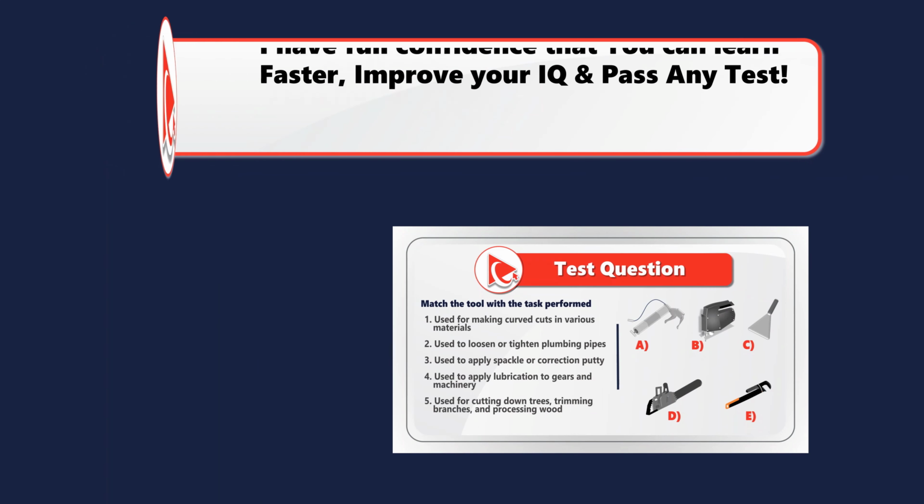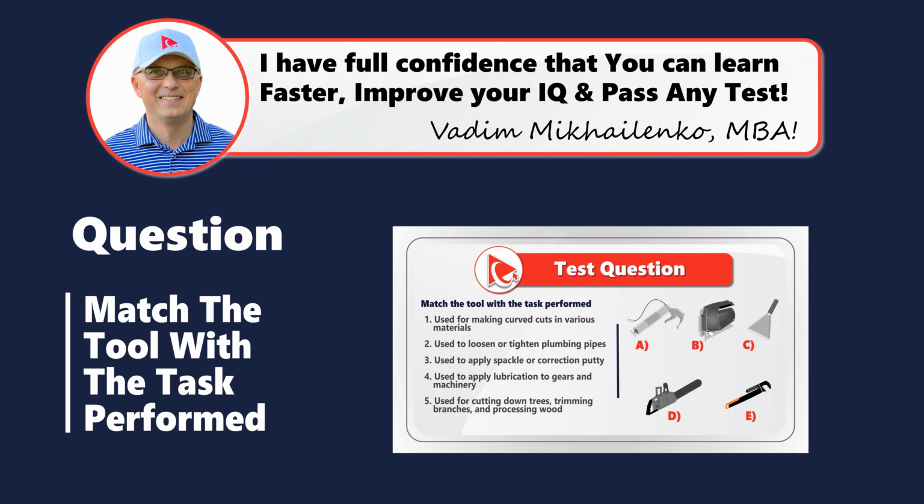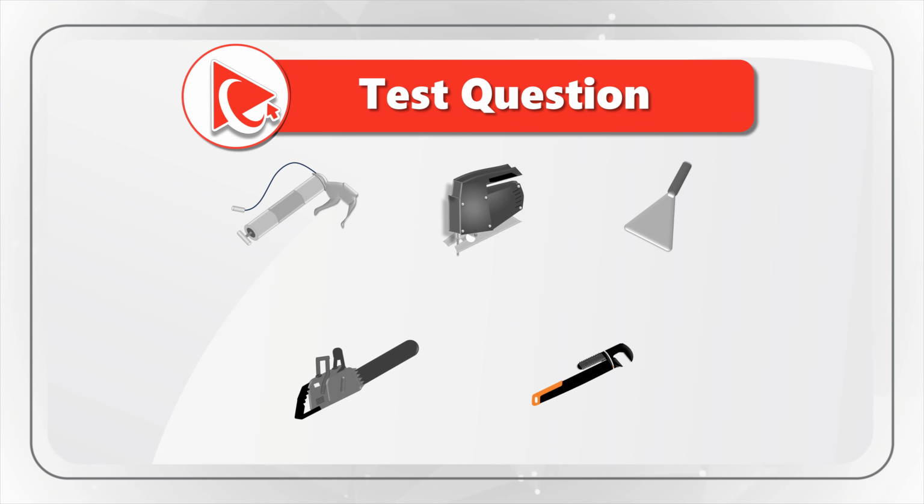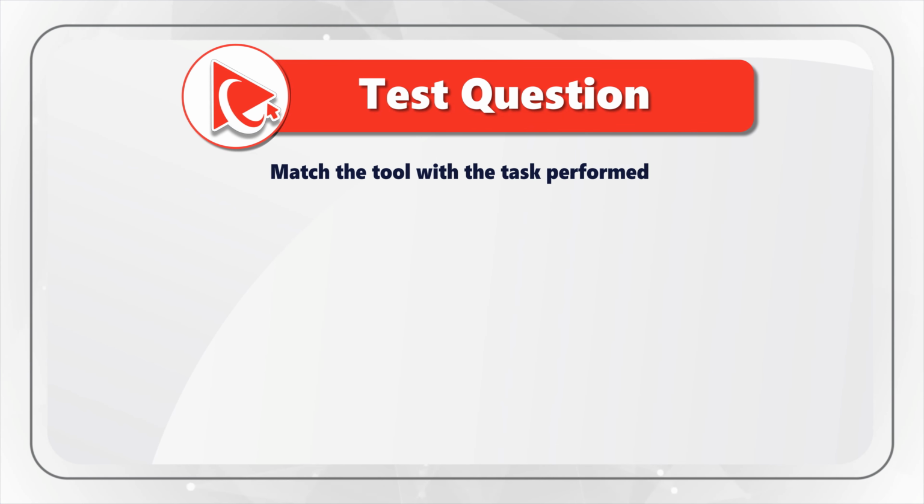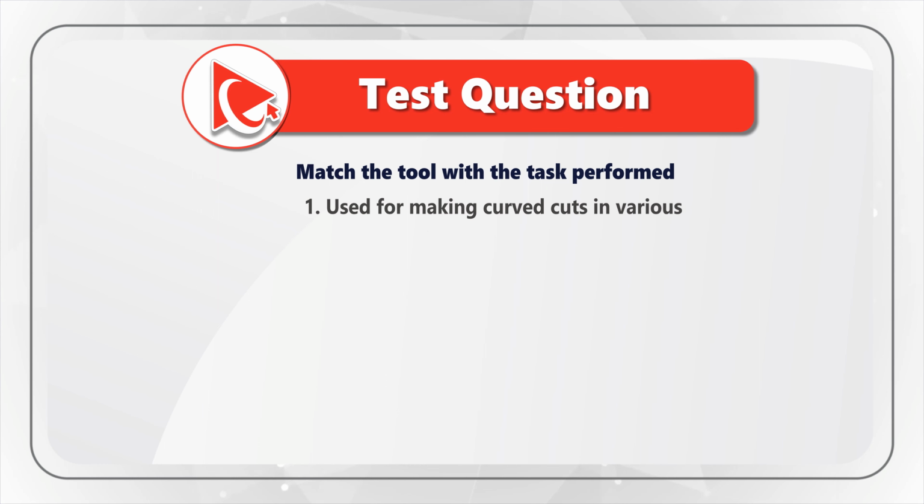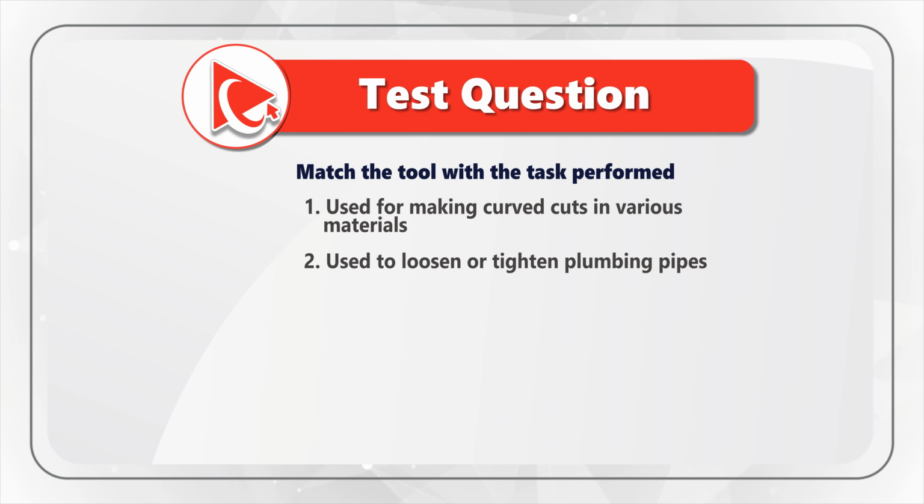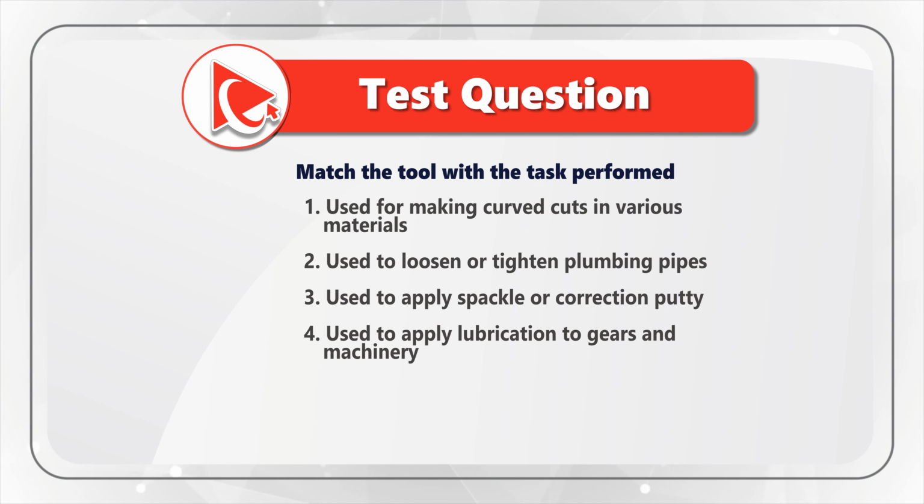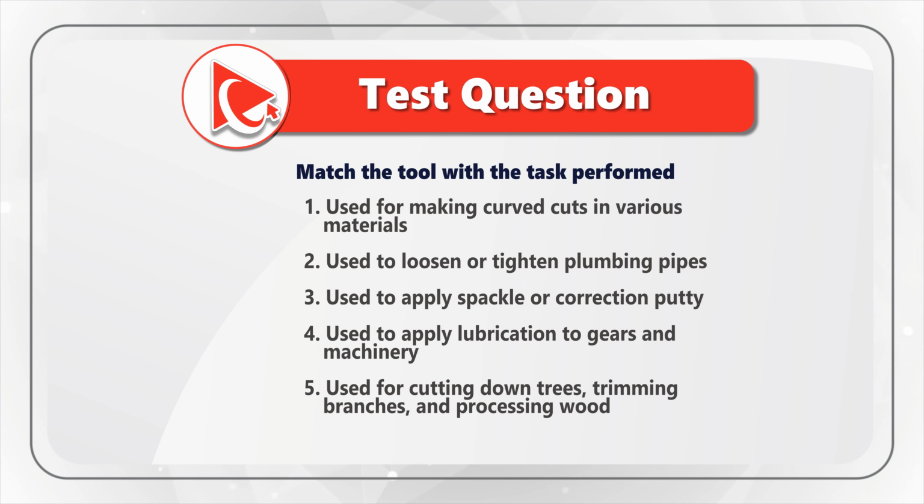Here's an amazing question to see how well you know the tools. You're presented with 5 tools, and you need to match the tool with the task performed. Choice 1, the tool is used for making curved cuts in various materials. Choice 2 is used to loosen or tighten plumbing pipes. Choice 3, used to apply spackle or correction putty. Choice 4 is used to apply lubrication to gears and machinery. And last but not least, choice 5 is used for cutting down trees, trimming branches, and processing wood.